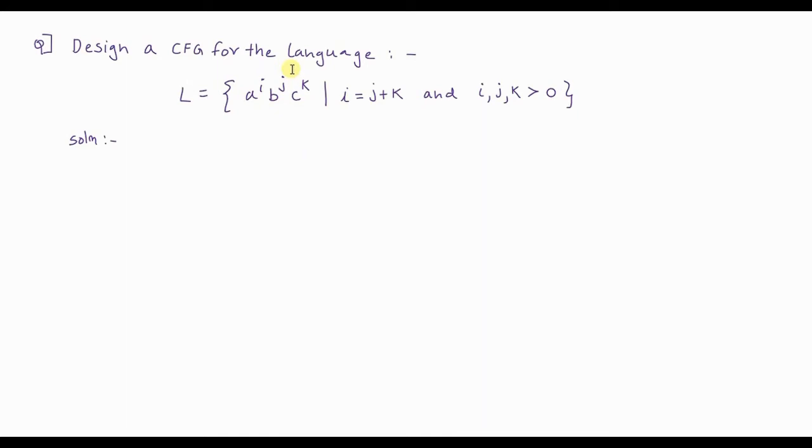Now, what can you observe from this particular language? First, the order of a's, b's and c's is very crucial. That means after all the a's are exhausted, then b's will start, and after all the b's are exhausted, only then c's will start. Something like this, if you look at this string.